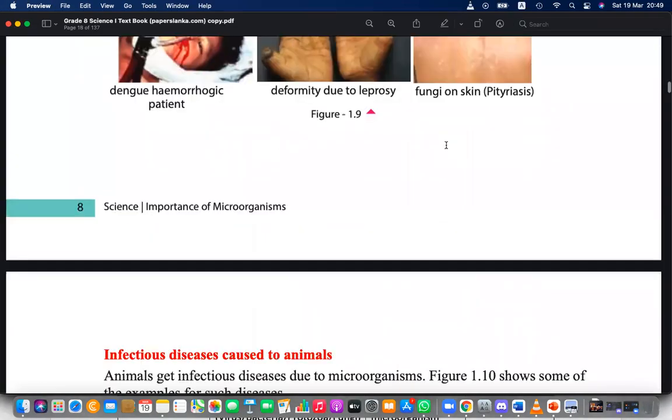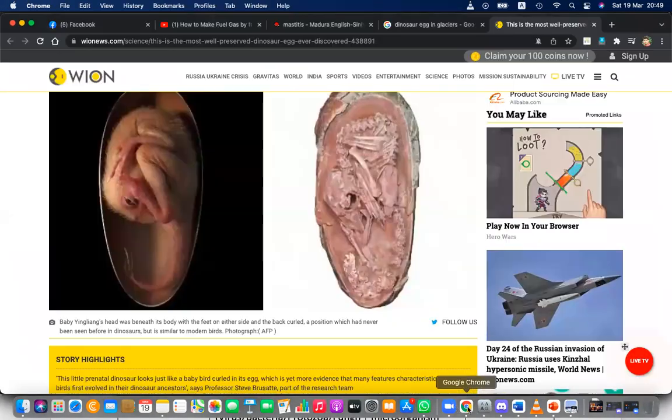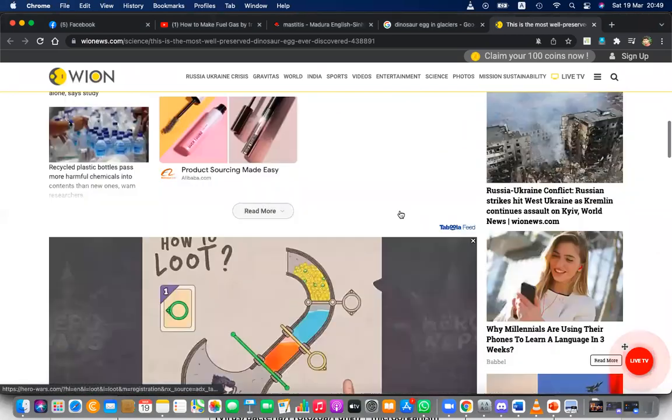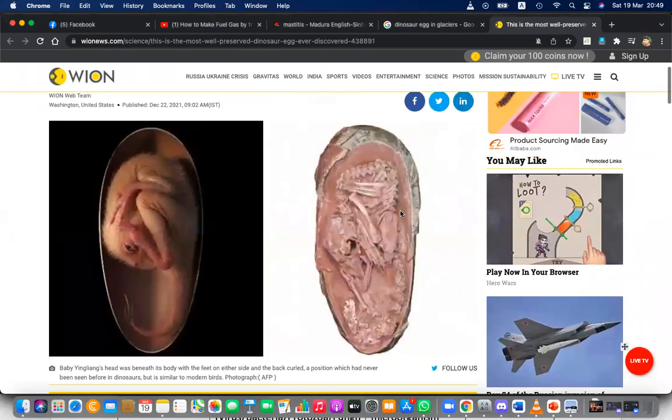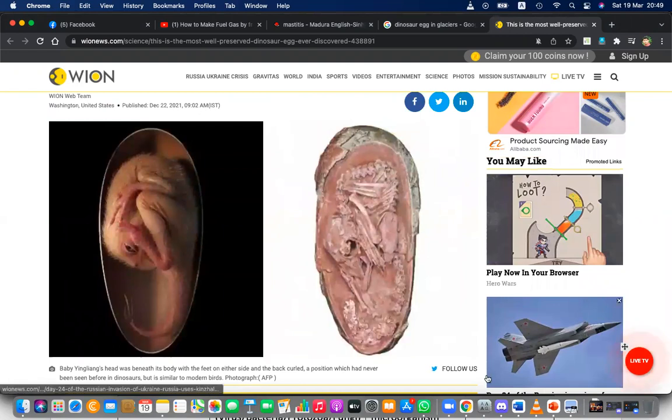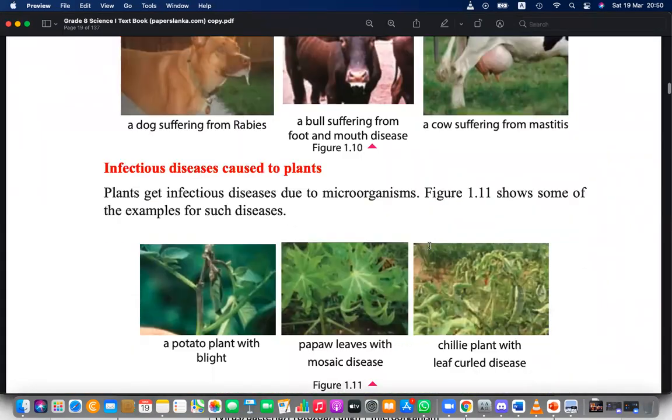Therefore, just go and read this article. There is a video also. This is really protected inside a glacier because of the very cool environment. If you make the environment cool, then the growth of microorganisms will be reduced. I don't know, whether true or false.